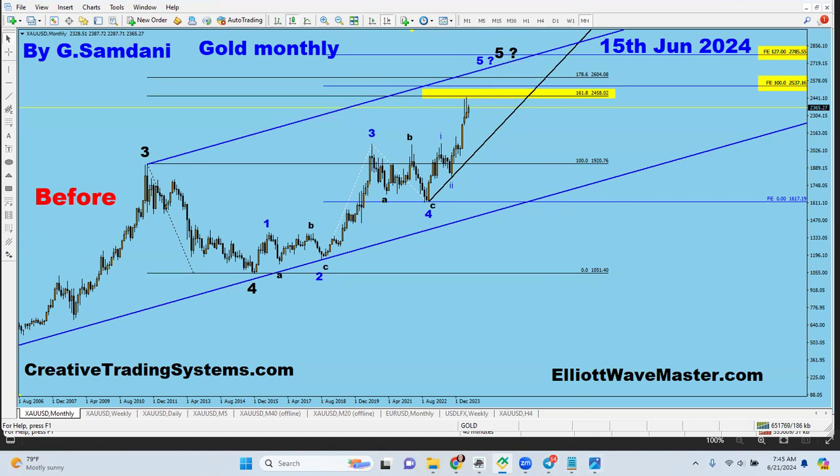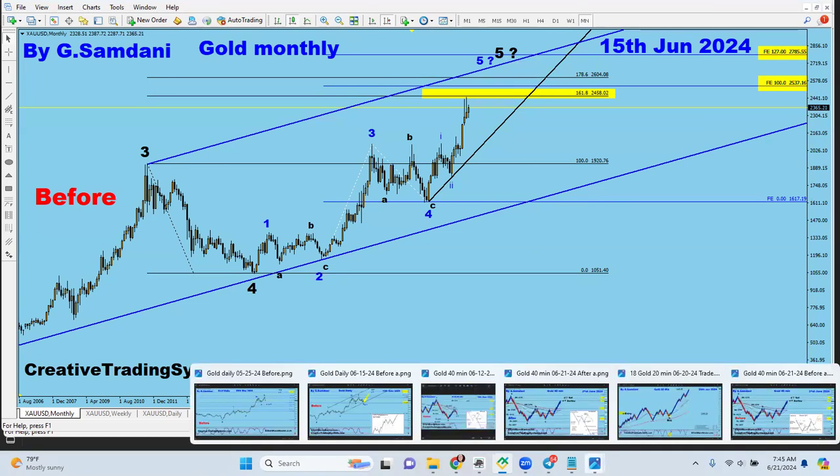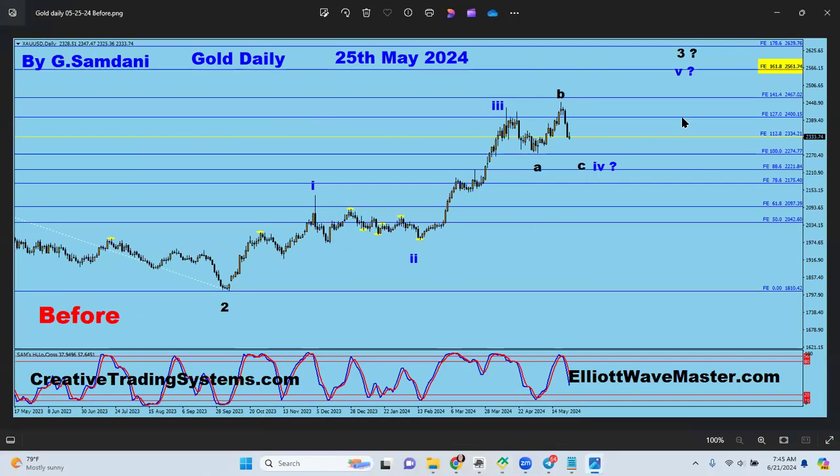But now let me show you a daily chart I made a little while ago. I think it was on the 25th of May. And this is the Elliott wave count since then: 1, 2, 3. I said this could be an expanded flat correction where B goes a little bit above wave 3 and then C comes down a little bit below A. So this is A, B, and wave C will finish wave 4, and then we will go for wave 5.